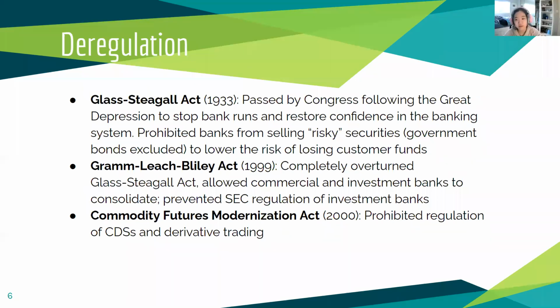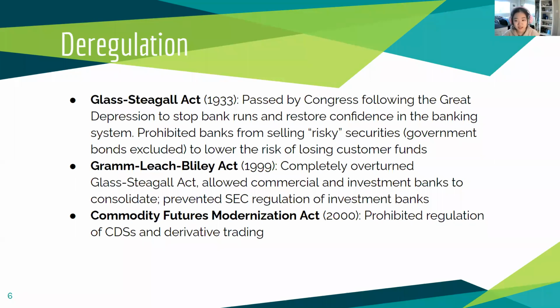Okay, so one of the main reasons for the Great Recession was deregulation in the financial industry, which led to banks trading derivatives. And then when the value of those derivatives fell, banks stopped lending to each other, and it created the financial crisis. So the Glass-Steagall Act of 1933 was a law that could have actually prevented the crisis. It was passed by Congress after the Great Depression to stop bank runs, which is when clients withdraw their money from the bank because they don't trust it. And they did this by stopping banks from selling more risky securities to lower the risk of losing customer funds.